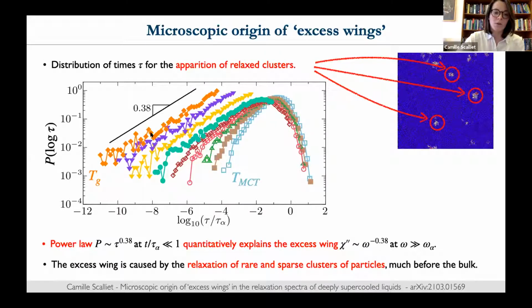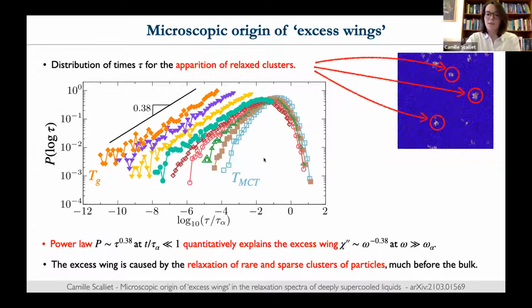As temperature decreases, we see that the distribution broadens to lower values, which means that the relaxation starts very early, right from the start. And eventually, close to the glass transition temperature, we see that the data starts to collapse onto this power law. This power law has the same exponent as the value that I showed in the relaxation spectra. So we understand that the excess swing, this power law shape in the spectra, is directly explained by the appearance of new relaxed clusters at very short time scales.